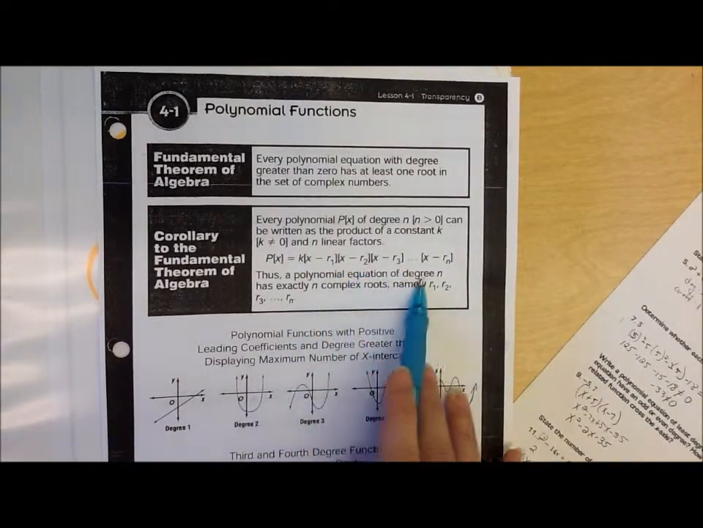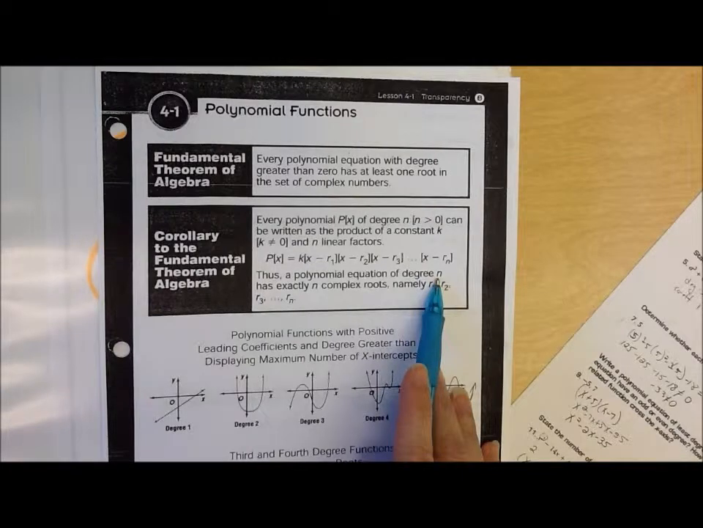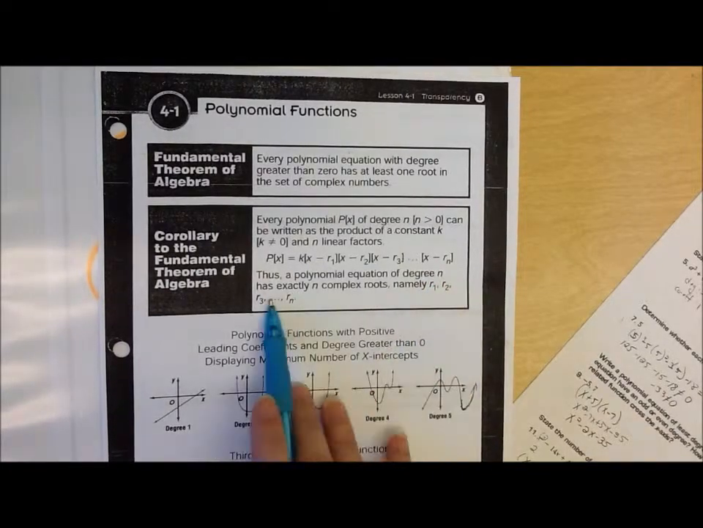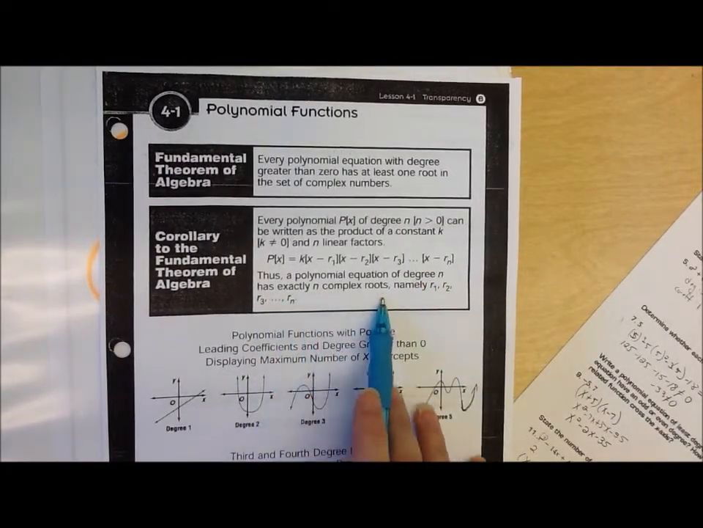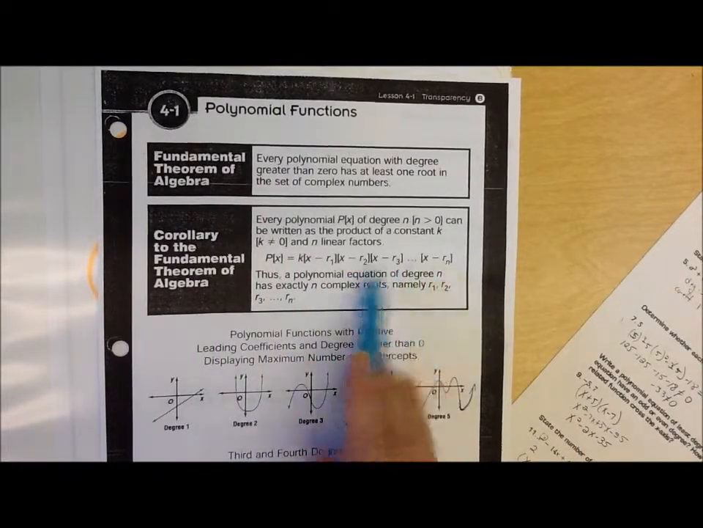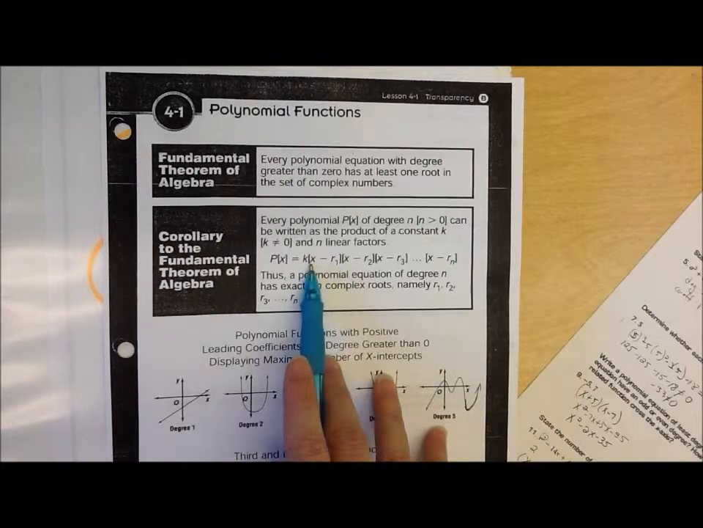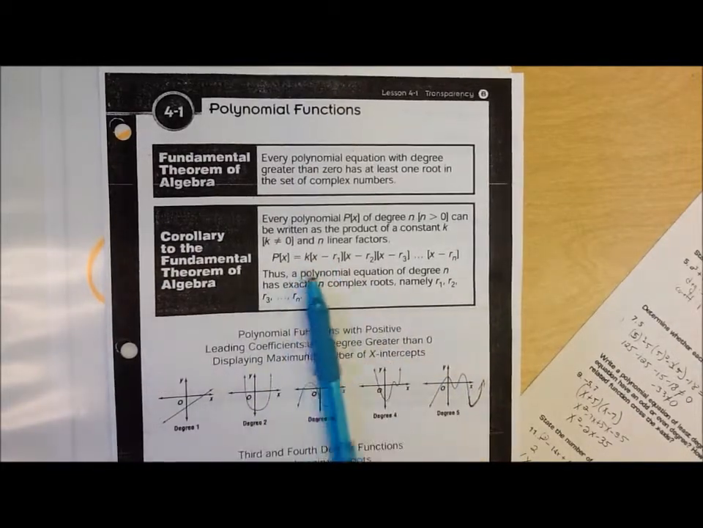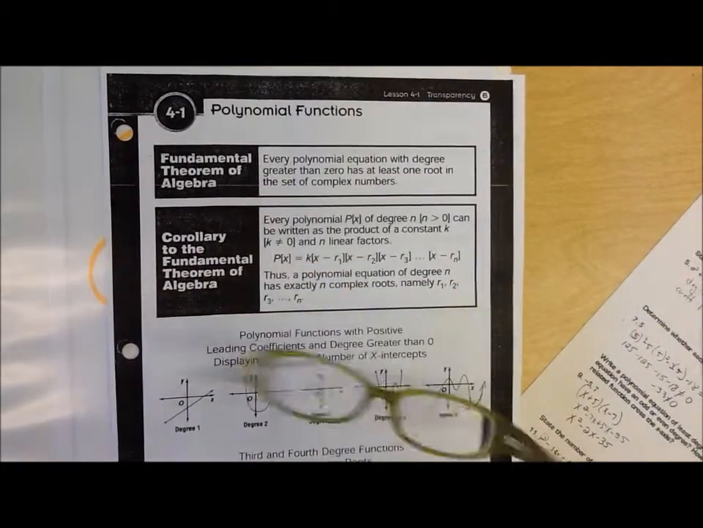Thus a polynomial equation of degree n, so n is the highest exponent, has exactly n complex roots, namely root 1, root 2, root 3, root n. And each of those roots corresponds to one of the factors.